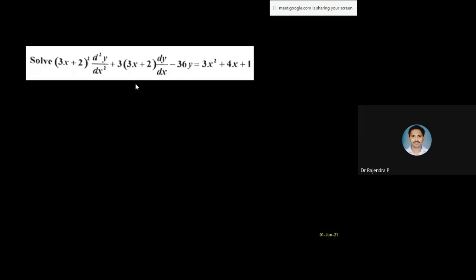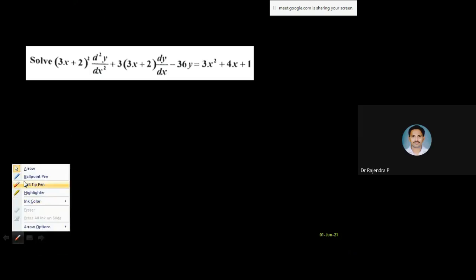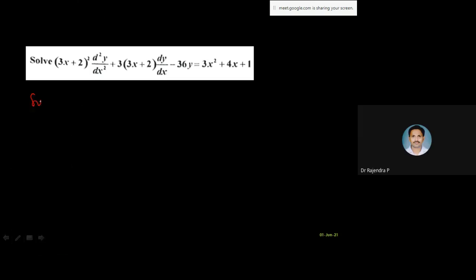This one, right? Are you able to identify that it is in Legendre's form? Yes or no? Yes, sir. Yeah. So now what I will do, we'll take it now.